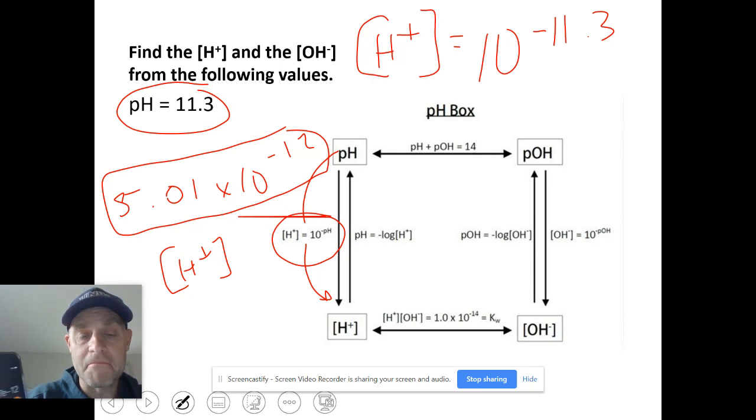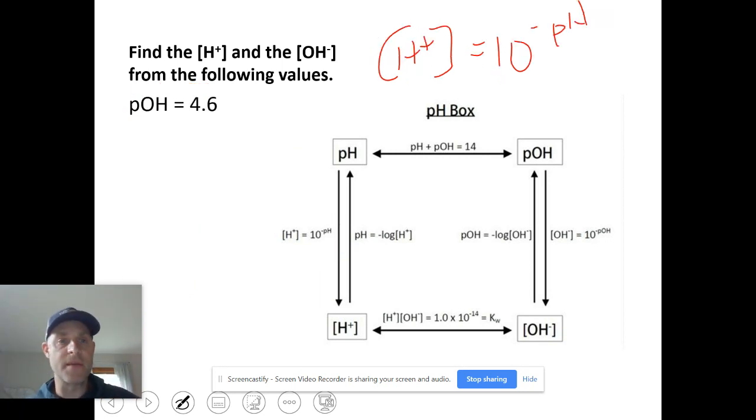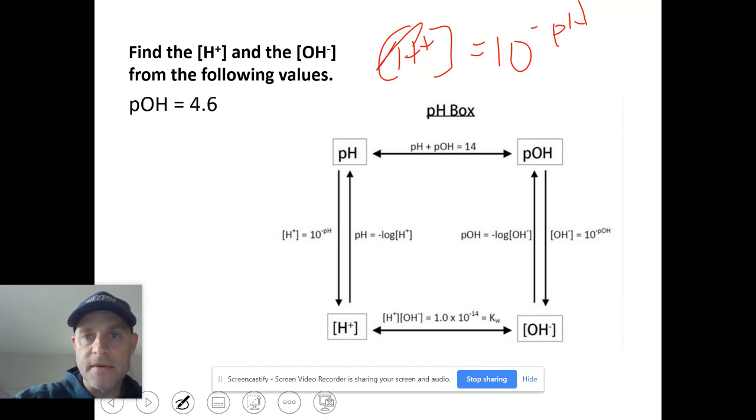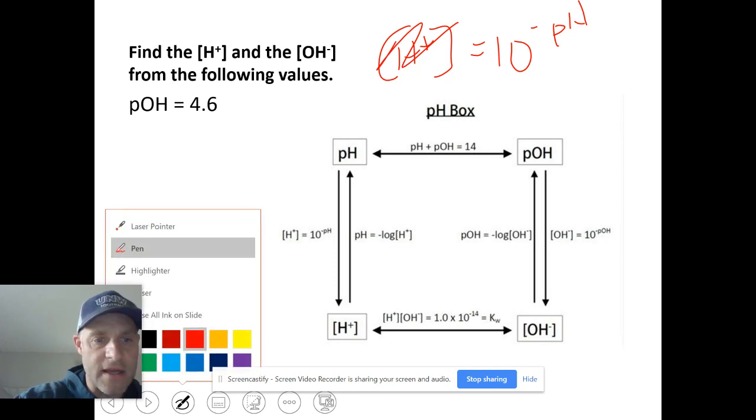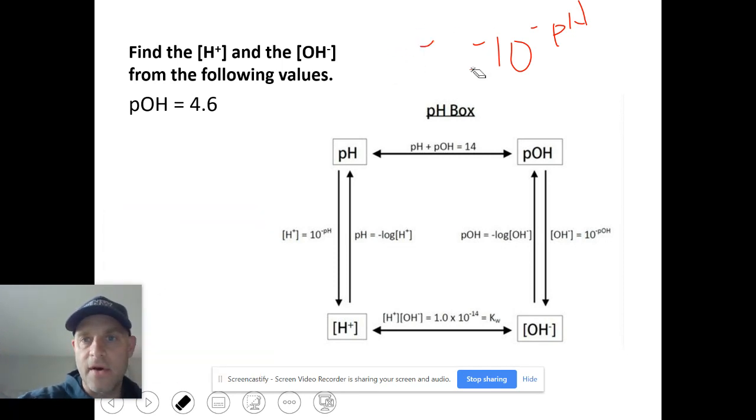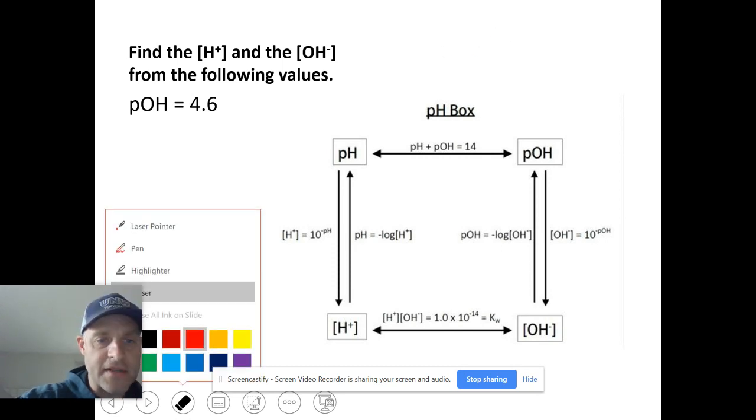Okay, two more, let's keep going. I don't know why that's up there. This is not what I want. I wonder if I can erase that. Eraser? Oh, look at that. I know you're not very impressed, but I impressed myself there.